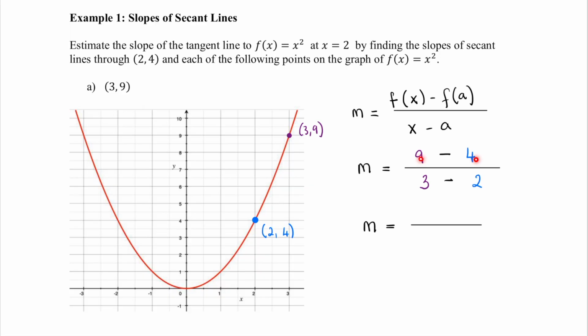9 minus 4 is 5, and 3 minus 2 is 1. So, the slope of the secant line between these 2 points is 5. This means the average rate of change between x equals 2 and x equals 3 is 5. But is that the exact slope at x equals 2? Nope. It's just an approximation.